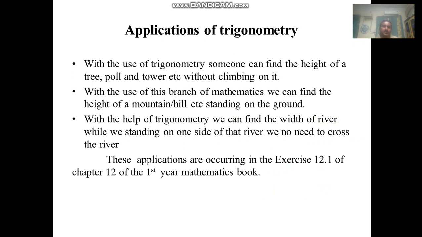Applications of trigonometry. With the use of trigonometry, someone can find the height of a tree, pole, tower etc. without climbing on it. Number 2, with the use of this branch of mathematics, we can find the height of a mountain, hill, etc. standing on the ground. With the help of trigonometry, we can find the width of a river while standing on one side of that river; we need not cross the river.